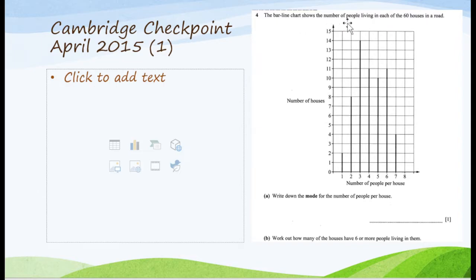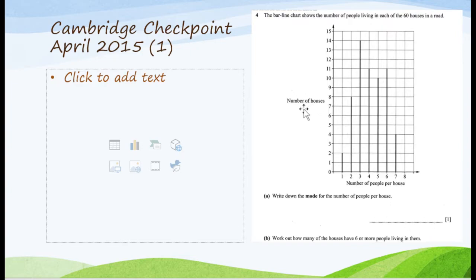Chart shows the number of people living in each of the 60 houses in a row. In here, there's number of people per house, number of houses. So again, the concept is you need to understand first what kind of information you need to get from this chart. Well, I can say like, this is for one person at home, here is for two people at home, this one is for three people at home, and so on until 8.